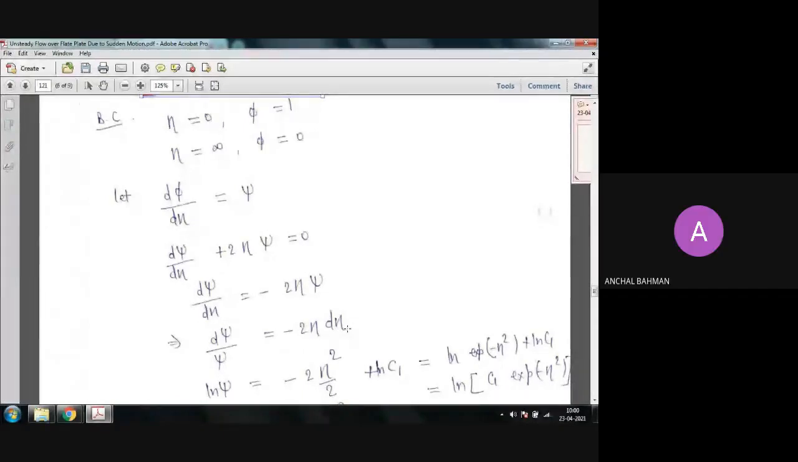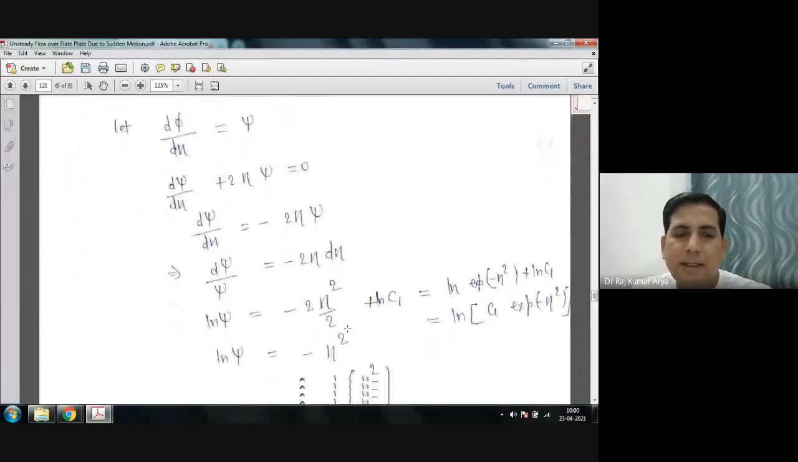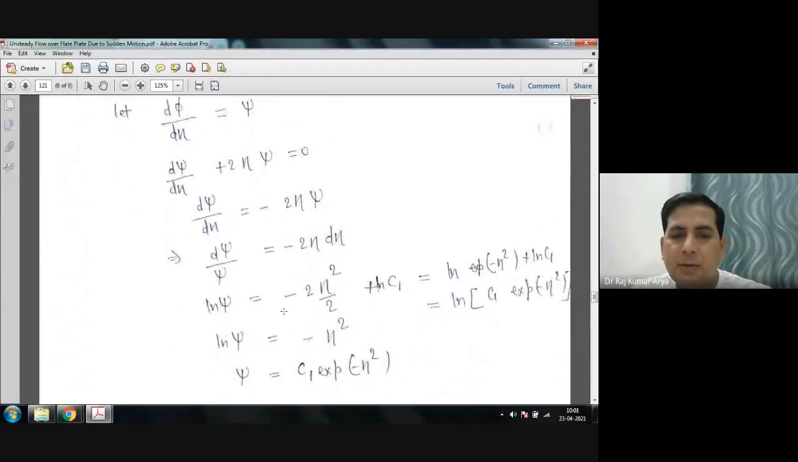Yes, sir. Now this can be integrated easily. So if you integrate that, you will get ln psi equal to minus 2 eta square by 2 plus a constant. So you put here maybe in terms of ln c1. Now this entire term, you can write here as ln of exponential of minus eta square, right?